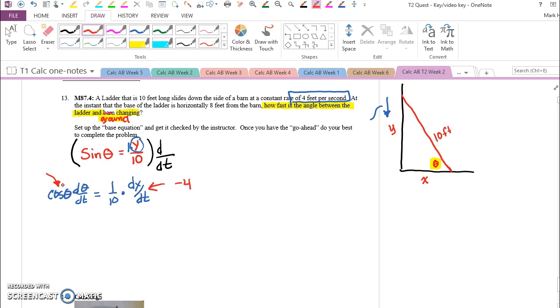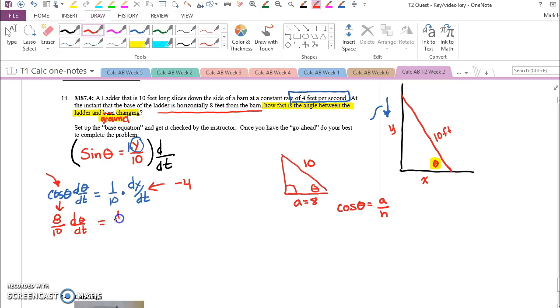Cosine theta was not given directly, but we have a right triangle. Here's theta, so cosine of theta will be adjacent over hypotenuse. Well, the hypotenuse is 10 because the ladder never changes. Adjacent is this value here, and we were told when the ladder is horizontally 8 feet from the barn. So that means at that instant, this is 8. So we're really looking at 8/10 d theta dt equals 1 over 10 times -4.